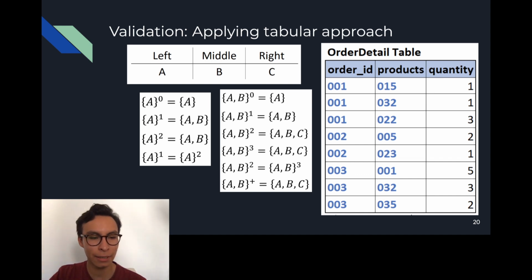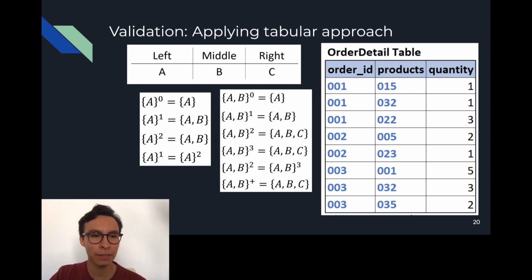This means that A cannot be a valid key for our relationship. Then we proceed to use the same algorithm, but with the columns A and B, both left and middle columns. So we proceed to calculate the closure. AB of 0 is AB, AB of 1 is AB, AB of 2 is A, B, and C, AB of 3 is A, B, and C, and it starts to repeat.